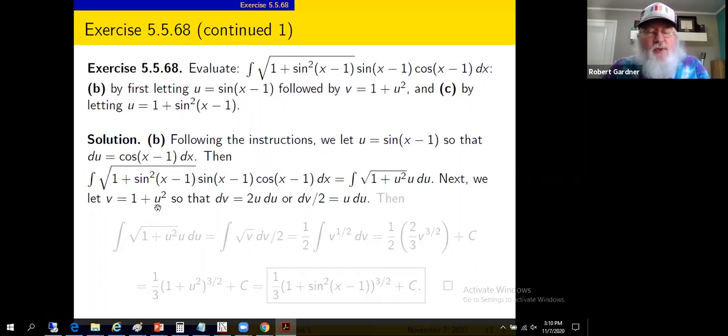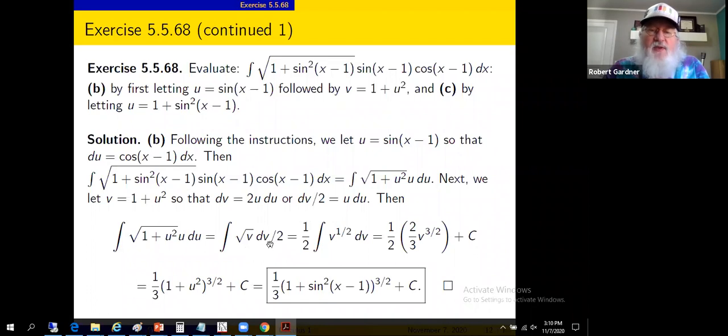Let v equal 1 plus u squared. dv equals 0 plus 2u du. Let's get the 2 out of the way. dv over 2 equals u du to match it up exactly. Then we'll have the square root of v, and this will be dv over 2.